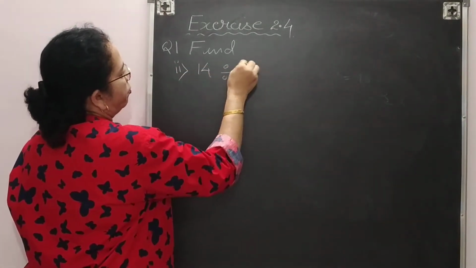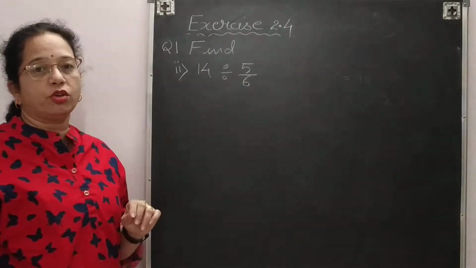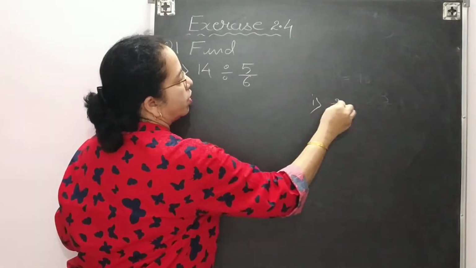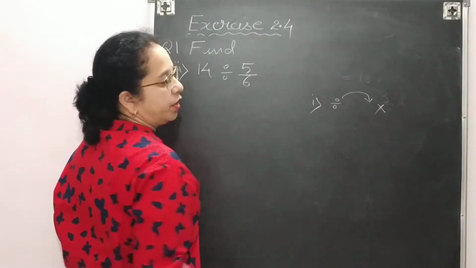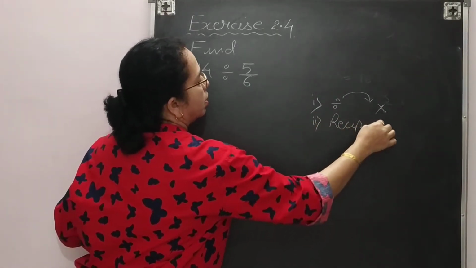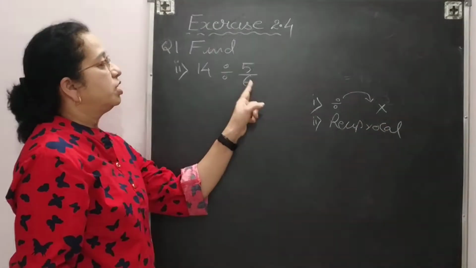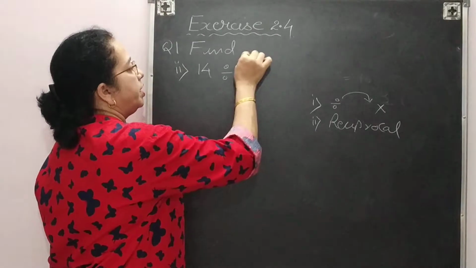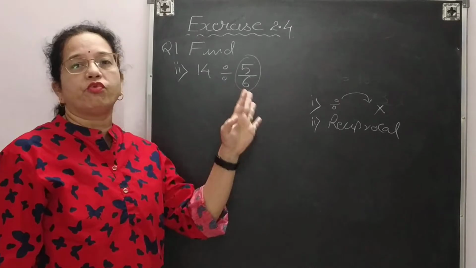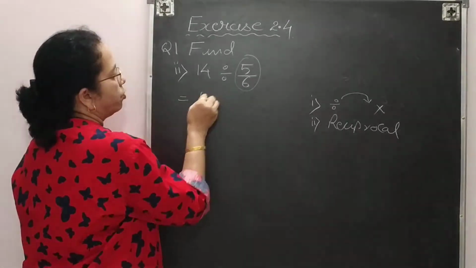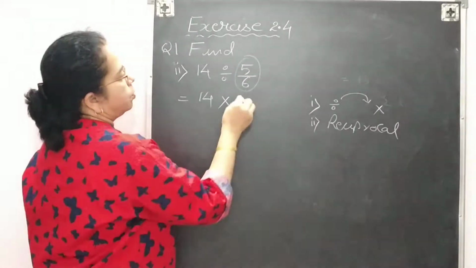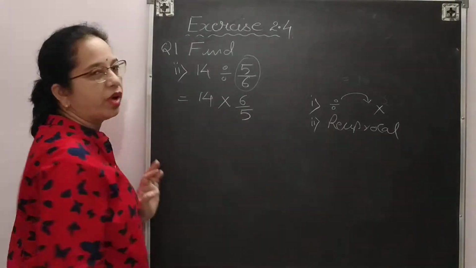14 divided by 5 by 6. Now this is division of fractions. I told you we have 2 points in division of fractions. We convert this division sign into multiplication, and the second thing, we take reciprocal of the number which is just after division sign. So every time I am making a circle, so that this circle will remind you to take reciprocal of 5 by 6. Okay, so let us start. 14 is in the same place. Division sign we will convert into multiplication, and reciprocal of 5 by 6 will be 6 upon 5.